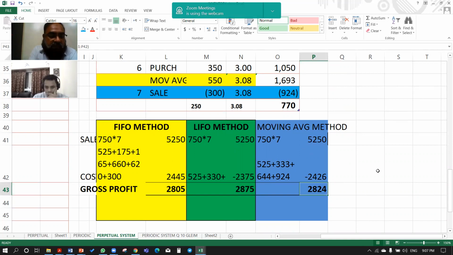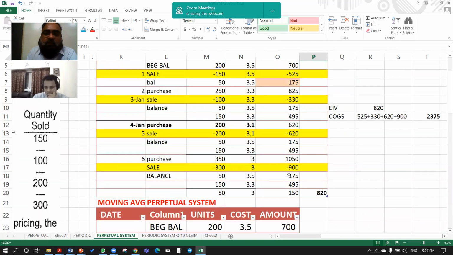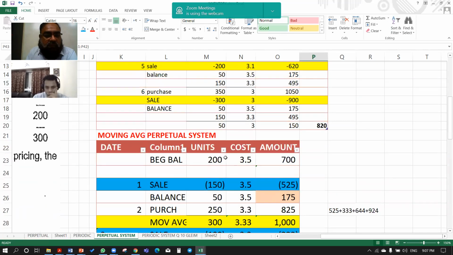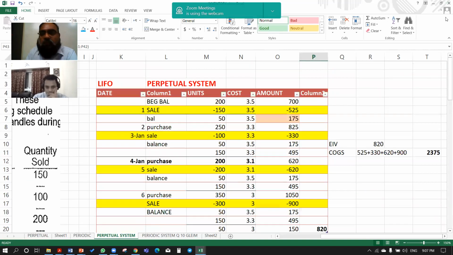So it means that we have covered the perpetual inventory system completely, right? Yes. So do you have any confusion in that? No, it's very clear.